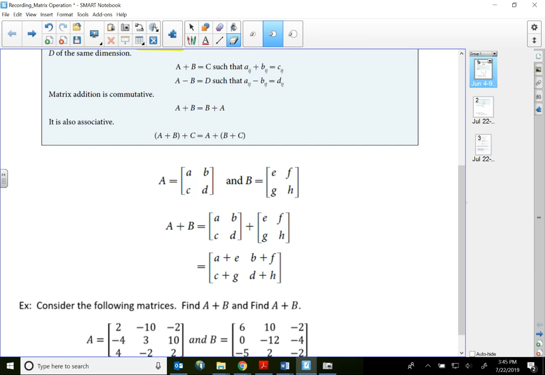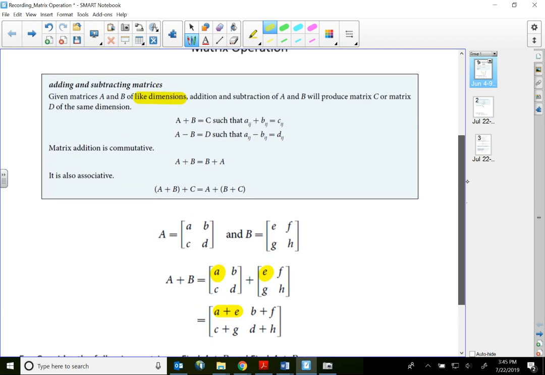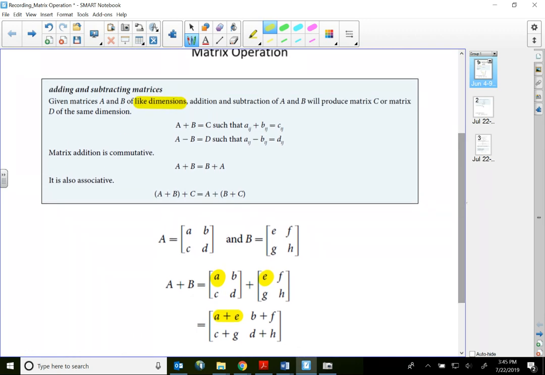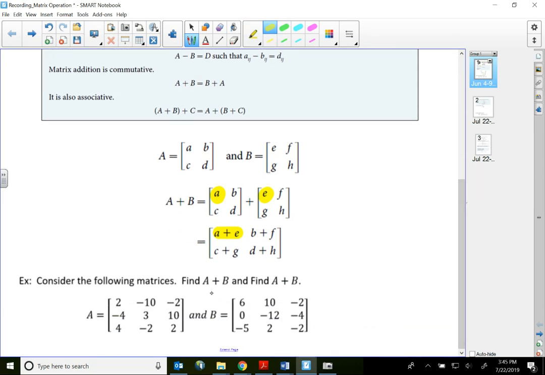If I want to add them, all I'm doing is taking row 1, column 1 of A and adding it to row 1, column 1 of B. Then my answer, whatever the sum is, I will put at row 1, column 1. That's what they mean by A's ij entry plus B's ij entry. Therefore, if that's the way we add and subtract, the two matrices have to have like dimensions.